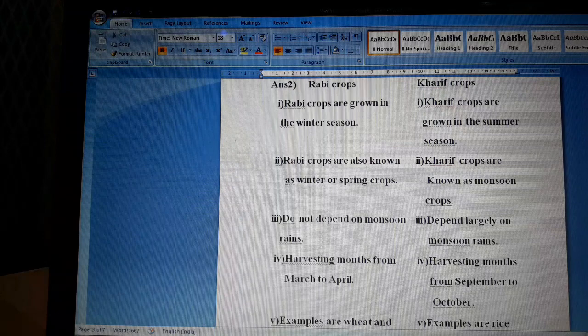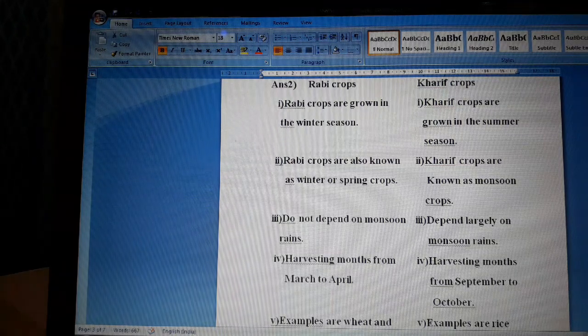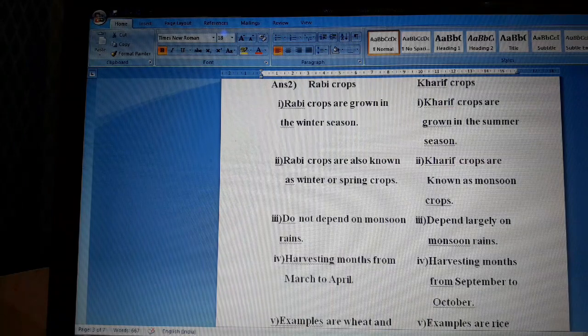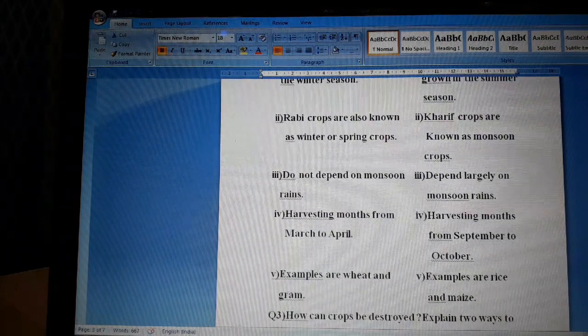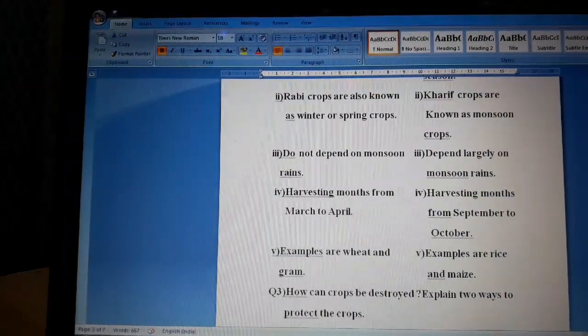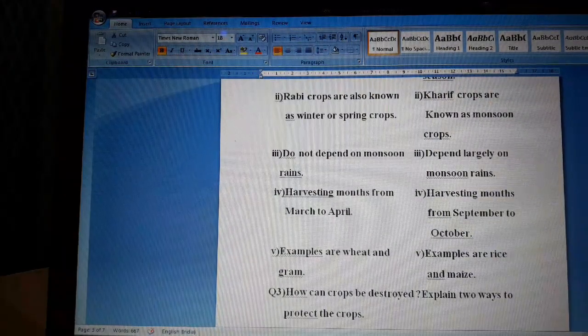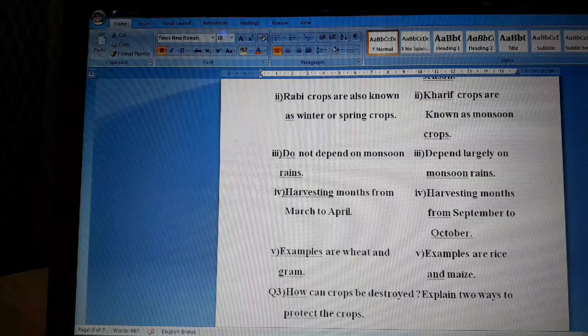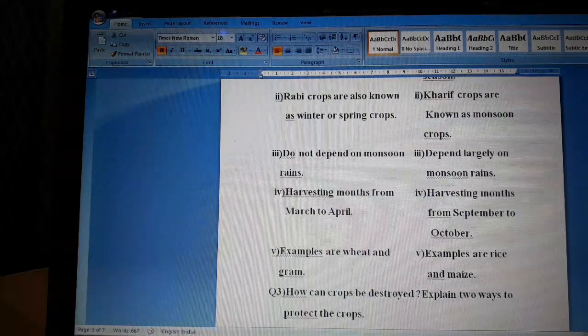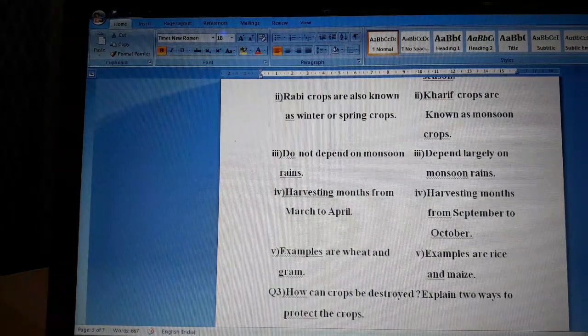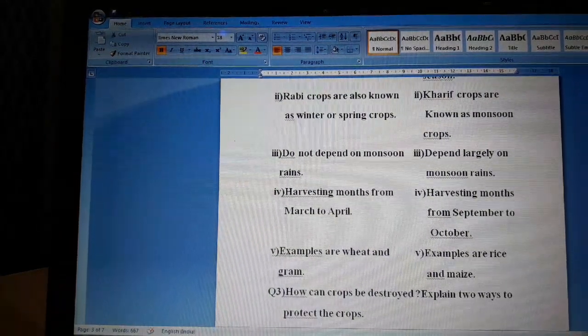And examples of Rabi crops are wheat. Examples you should remember, because sometimes you get mixed up about which is Rabi and which is Kharif. So please don't mix it up. Examples are wheat and gram for Rabi crops. And examples of Kharif crops are rice and maize. Rice and maize, okay. Is it clear, everyone? I hope you'll remember.